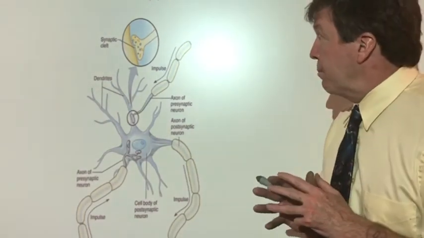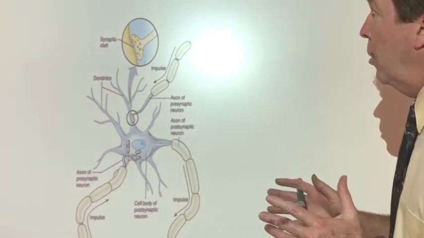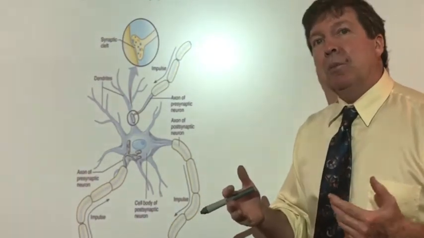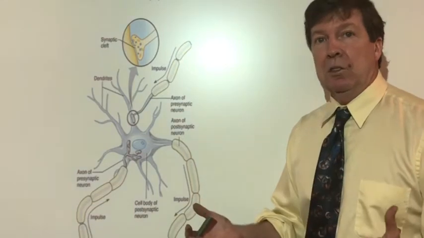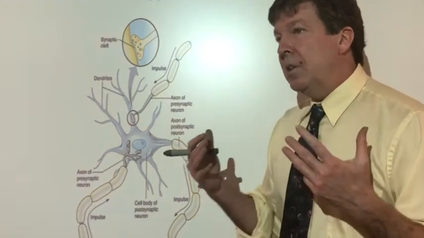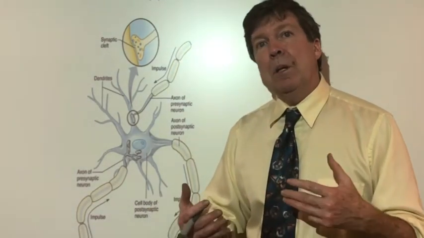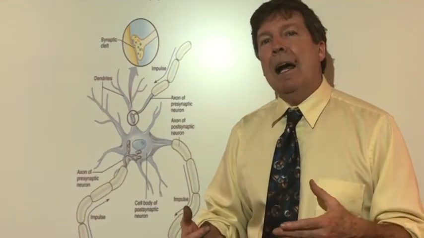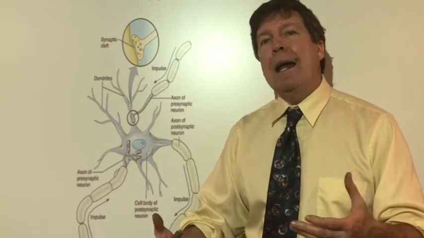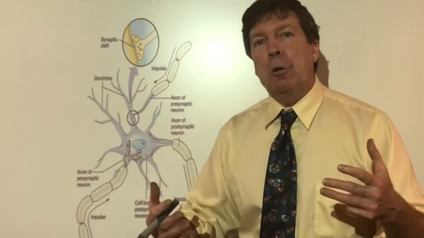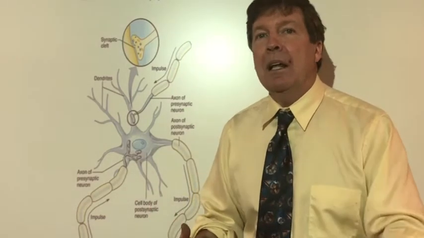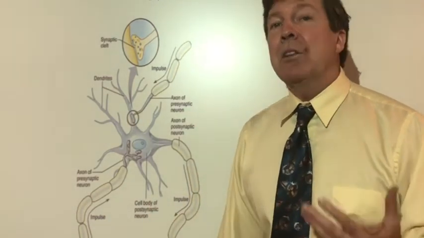So what we're going to do now, though, is talk about the synapse within the central nervous system. Again, acetylcholine is going to be important, but now we've got a vast array of different neurotransmitters. Some are going to stimulate the nerve, some are going to inhibit the nerve.